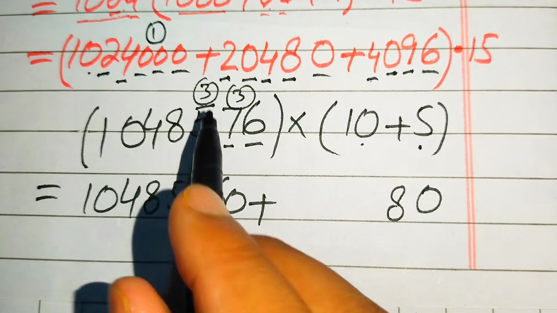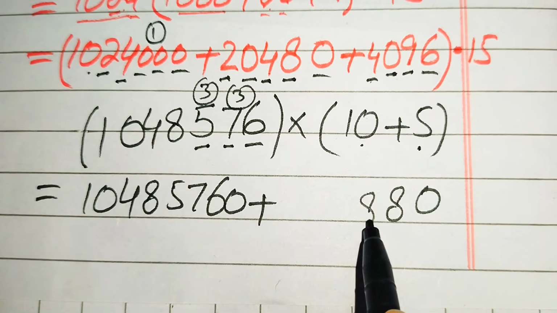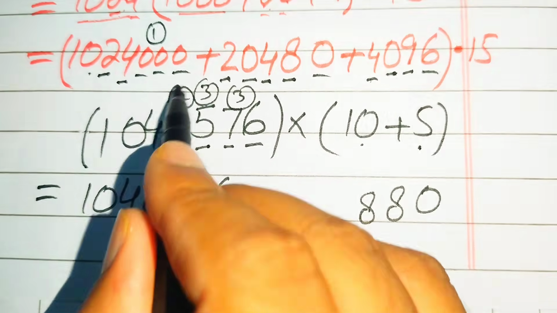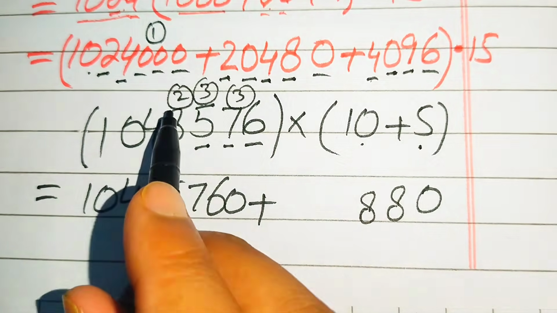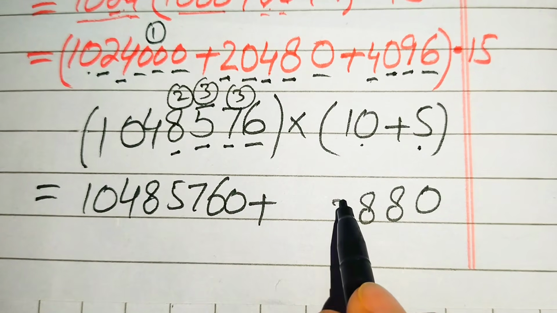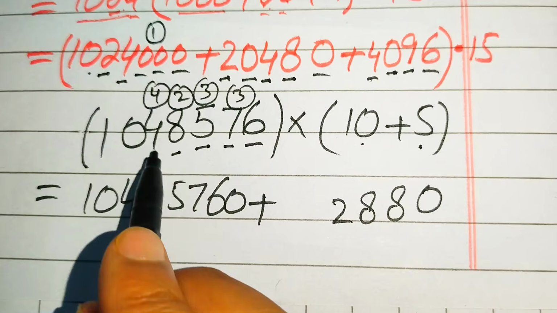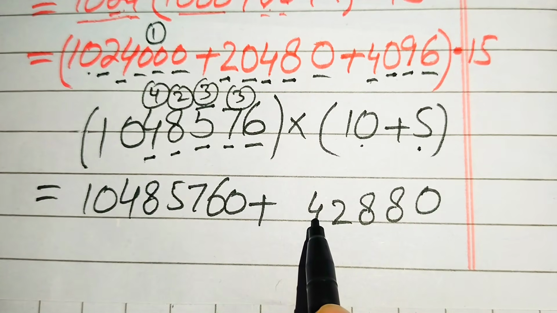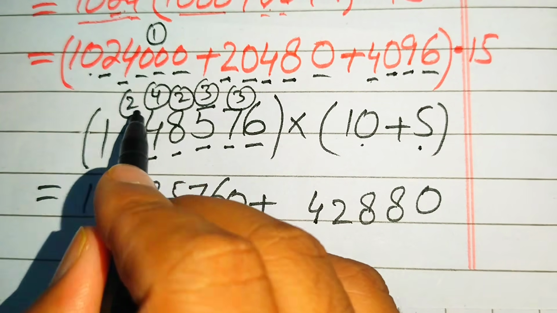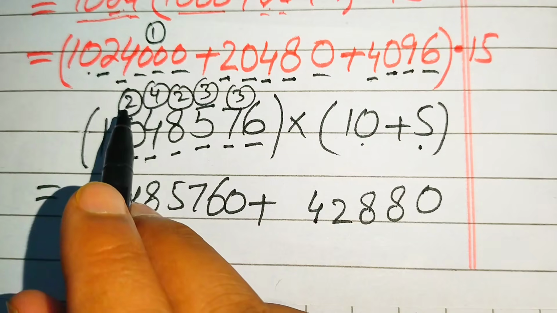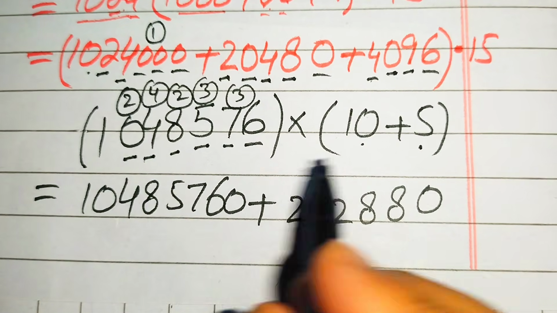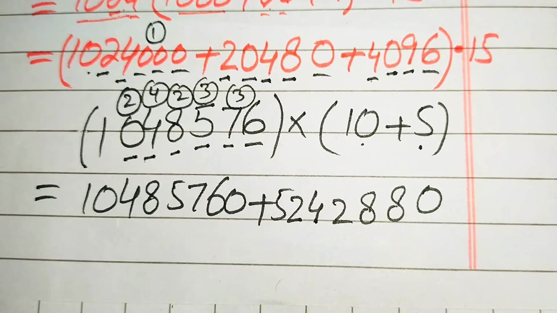5 5s are 25. 25 plus 3 becomes 28. We write 8 and carry 2. 5 8s are 40. 40 plus 2 becomes 42. We write 2 and carry 4. 5 4s are 20. 20 plus 4 becomes 24. We write 4 and carry 2. 5 zeros are 0. 0 plus 2 becomes 2, and 5 ones are 5.